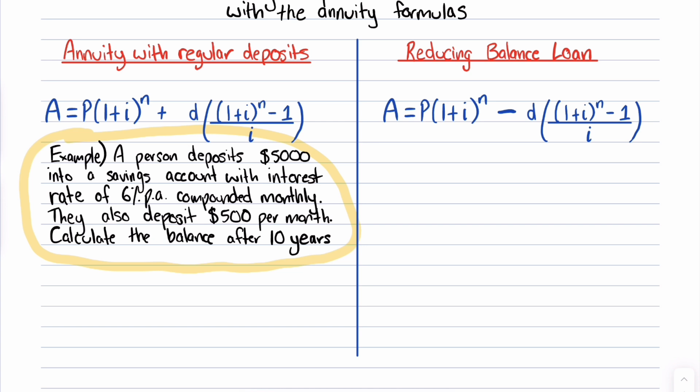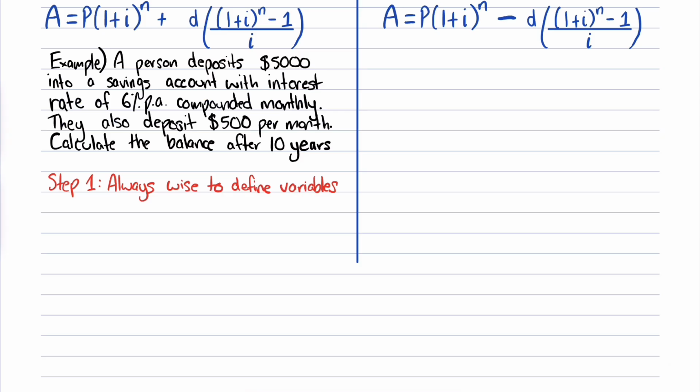We've got a person who deposits $5,000 into a savings account with an interest rate of 6% per annum compounded monthly. They also deposit $500 per month. We need to calculate the balance after 10 years. So first things first, it's always wise to define your variables. So we could say that P is going to be 5,000 because that's the starting amount that's been deposited. D is equal to 500 because that's the amount we're putting in per month in this case.